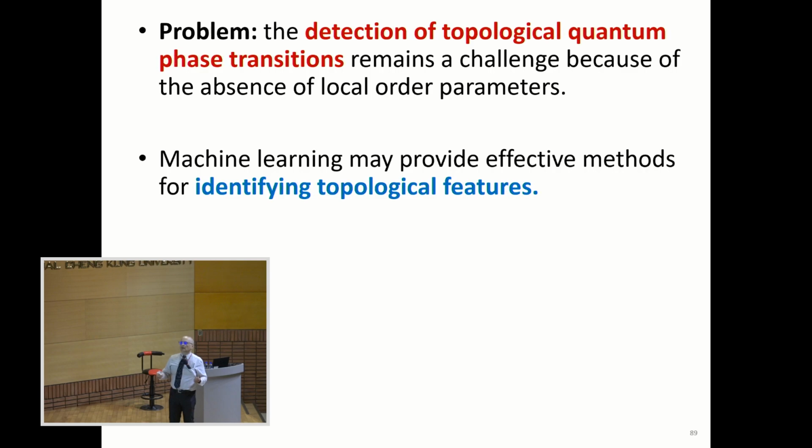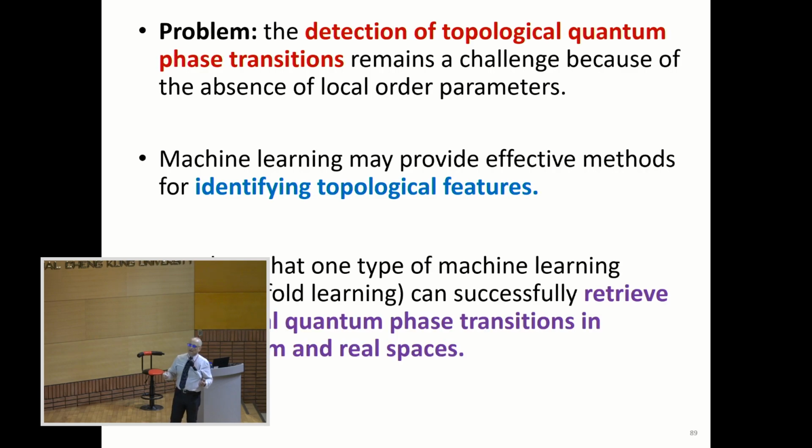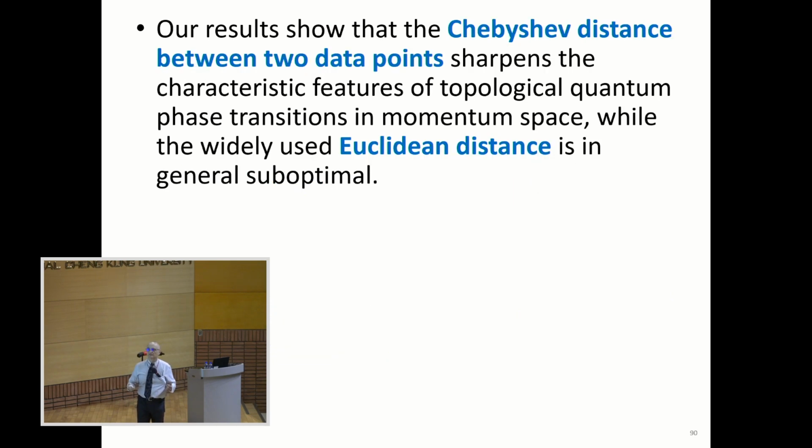Exactly, there is no local order parameter, and then we like to identify them, and so we retrieve the topological transition in momentum and real space, on both spaces, using different metrics. What we found is that this Chebyshev, after trying different ones, because this is part of machine learning, you need to try A, B, C, and D, and then you fail, until finally something works.